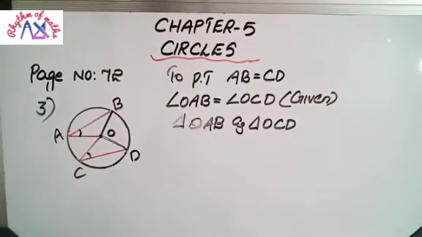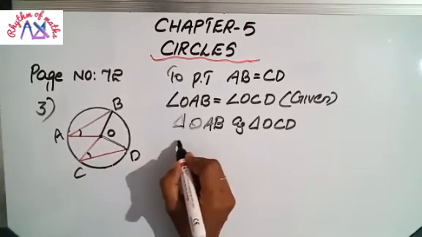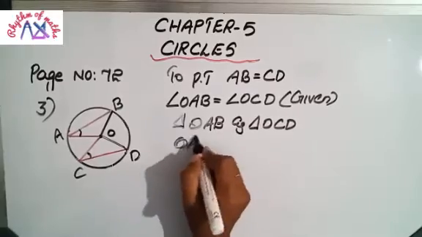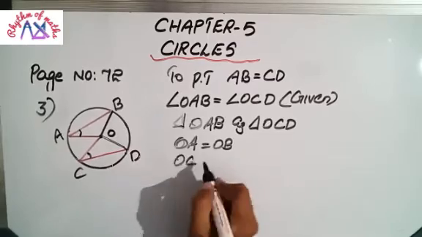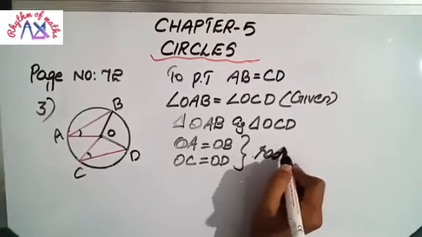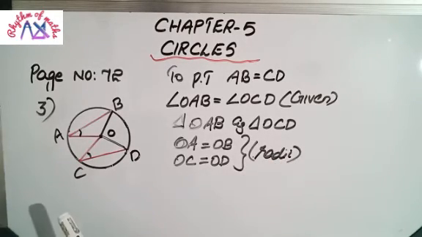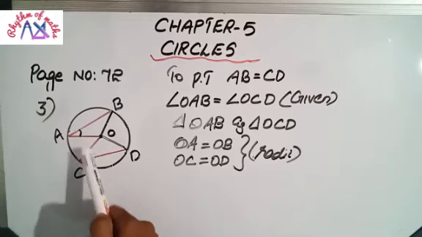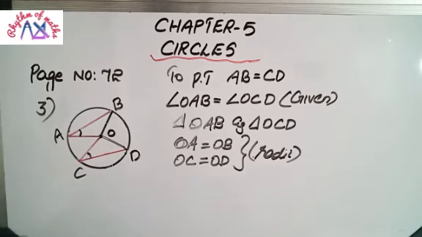Now here we know OA and OB are both radii. OA equals OB, and next OC equals OD. Both are radii of the same circle. That means we can say that these two triangles are isosceles triangles. These two sides equal, these two sides equal. So both are isosceles triangles.